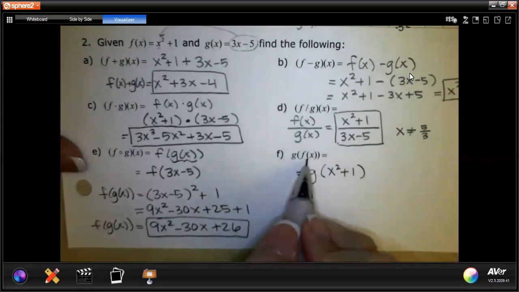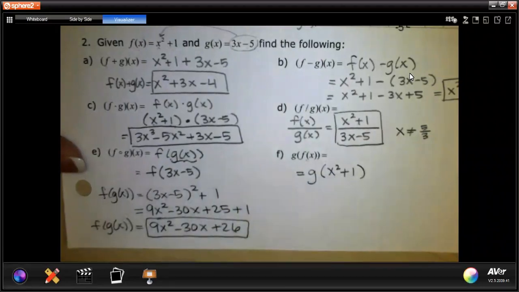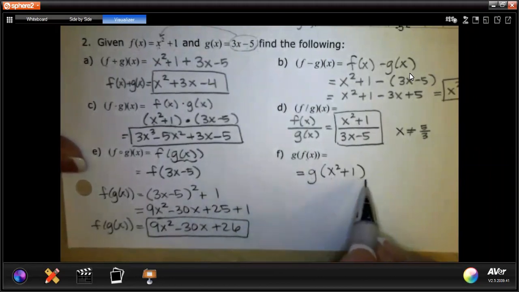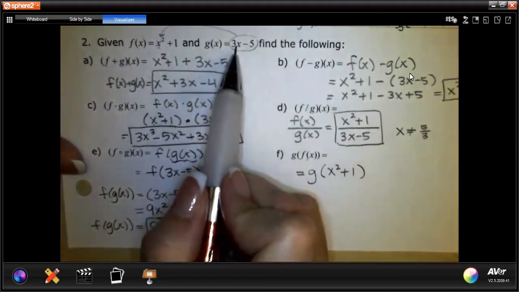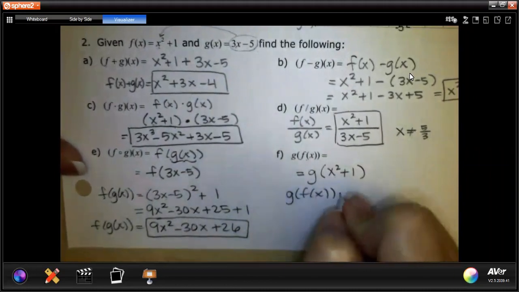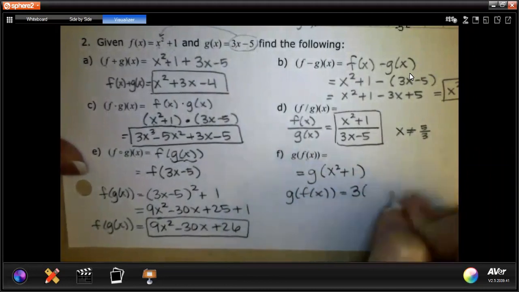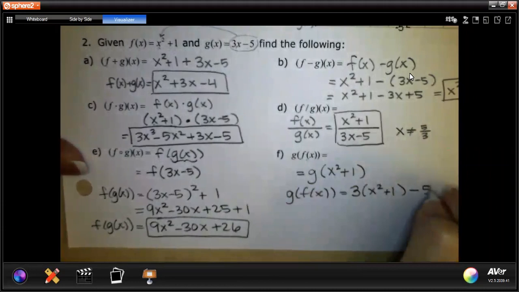So f of x is x squared plus 1. So all I did was replace that in there, substitute it in. And now this is saying g of x squared plus 1. So we would take all of this and plug it in for the x in the g function. And so we get 3 times x, which is x squared plus 1 minus 5.